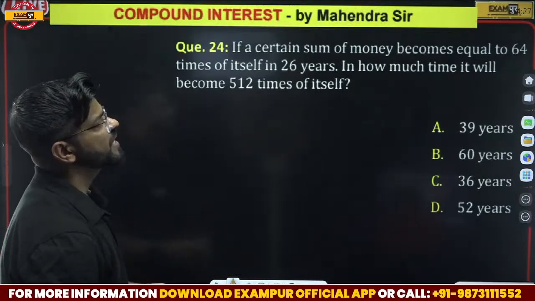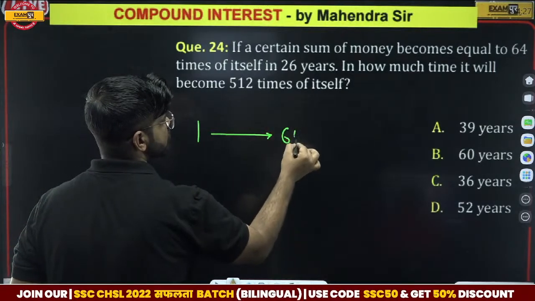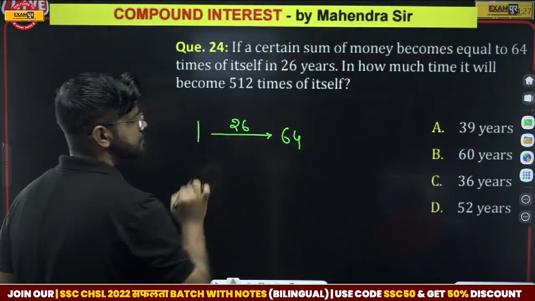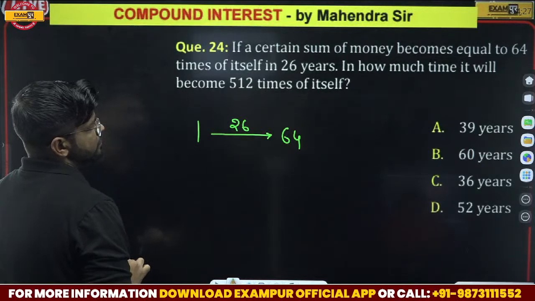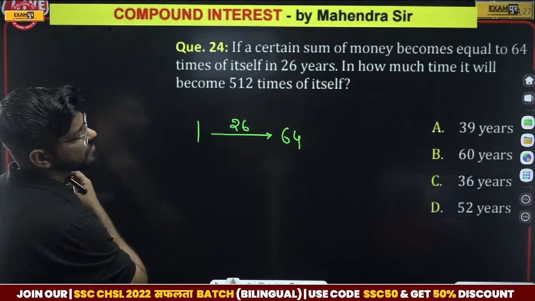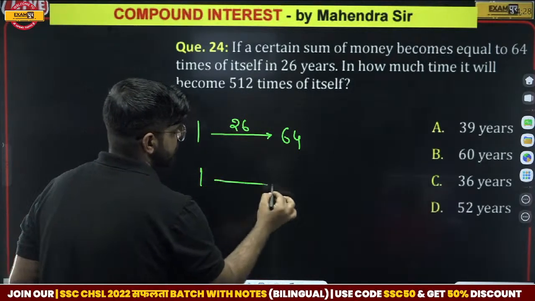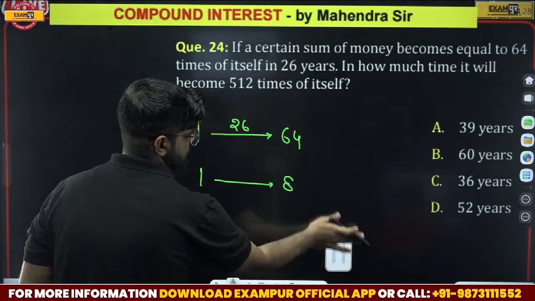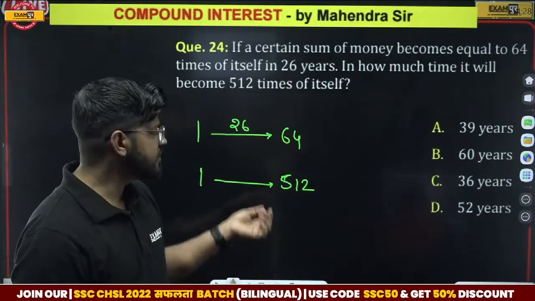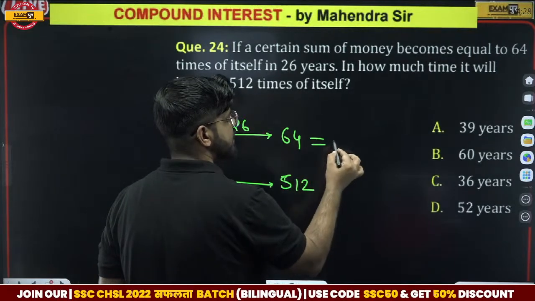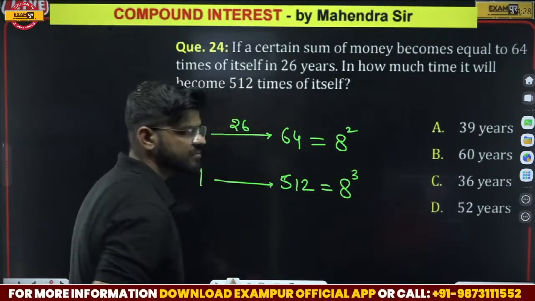If a certain sum of money becomes equal to 64 times in 26 years, in how much time will it become 512 times of itself? Okay. Now what you know is that in terms of power, I can write 64 as 8 to the power 2, and I can write 512 as 8 to the power 3. Yes or no?